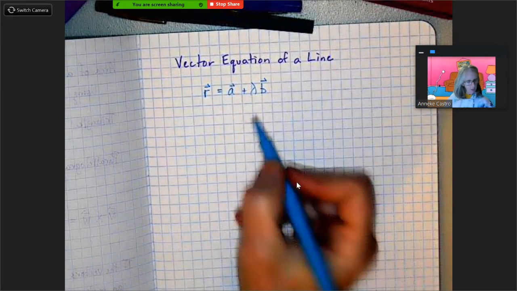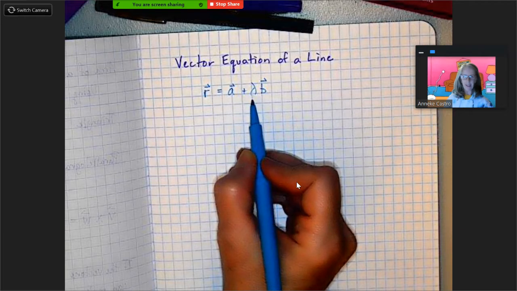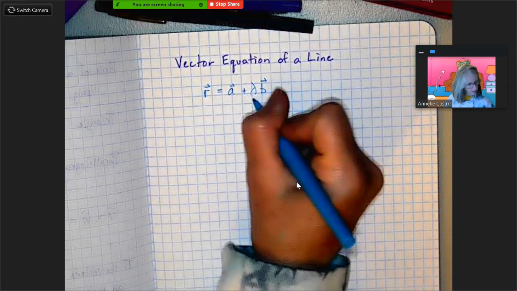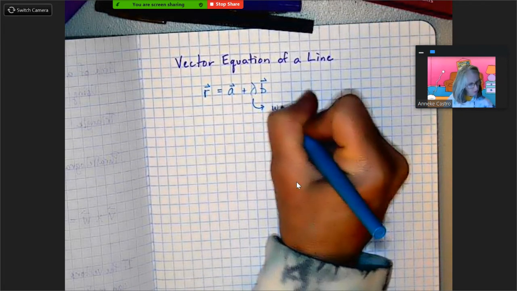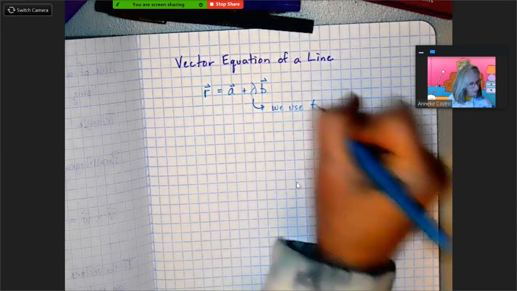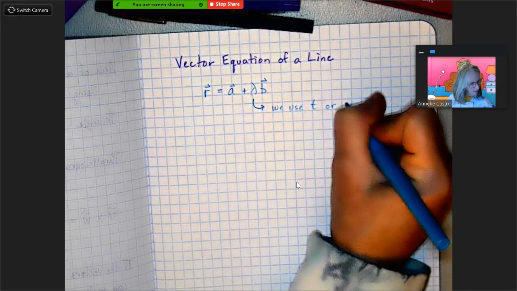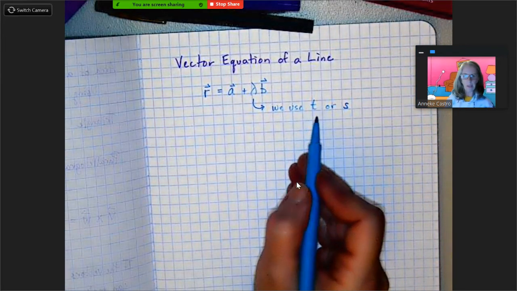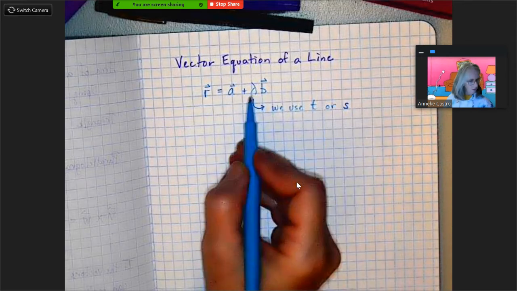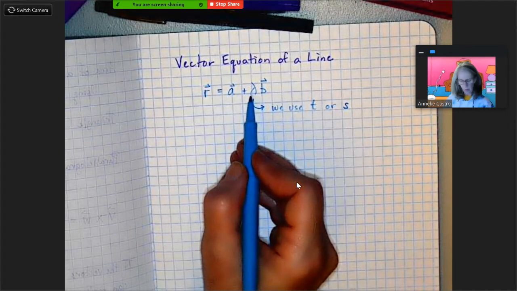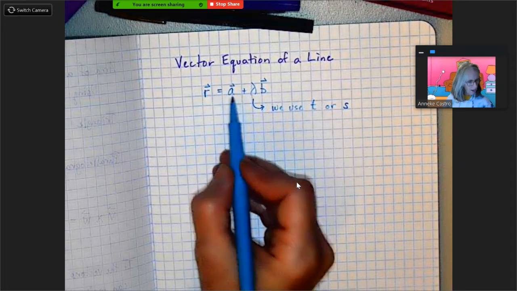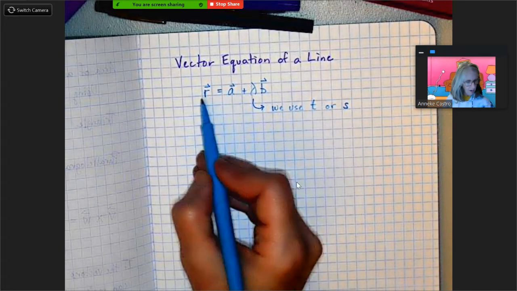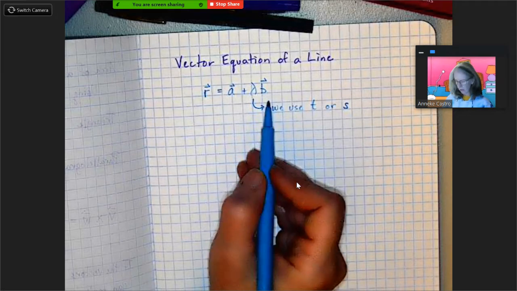The only difference between how they write it and how we write it is this letter right here. They're using, I think, the Greek letter lambda. I'm not sure. But our textbook uses the letter T, or you also see us use the letter S. The letter T is handy because when we talk about velocity, T represents time. I'm going to talk a little more about this letter and what it represents. But r, a, and b are vectors. r and a are position vectors, and b is a direction vector.